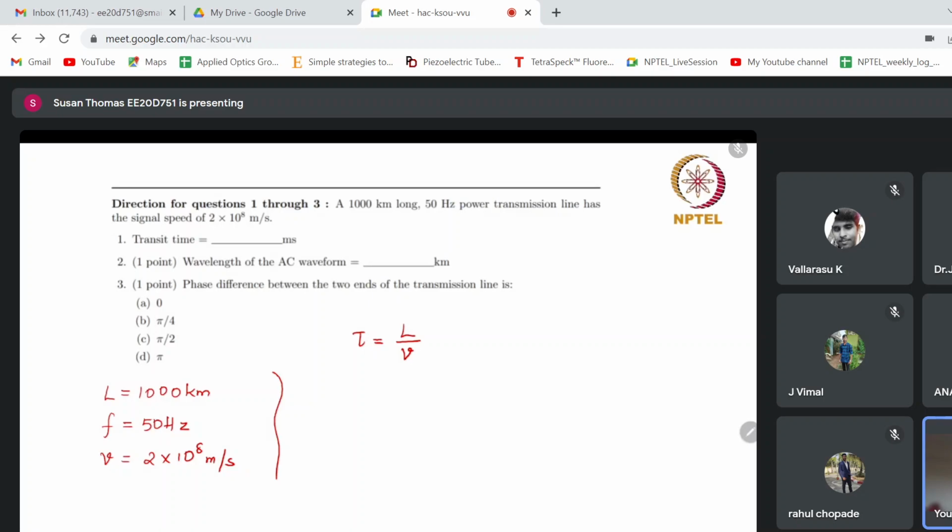Transit time is nothing but the length of the transmission line divided by the velocity of the signal, or the signal speed. So length is 1,000 kilometer. So 1,000 into 10 power 3 by v, velocity is 2 into 10 power 8.